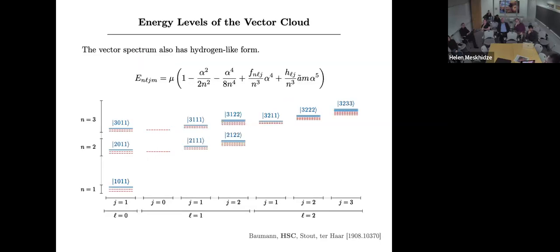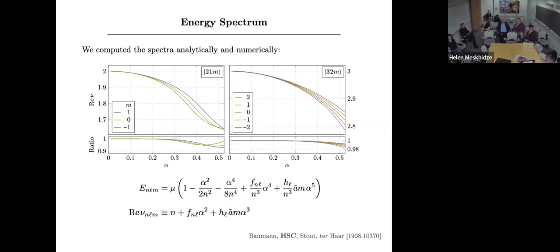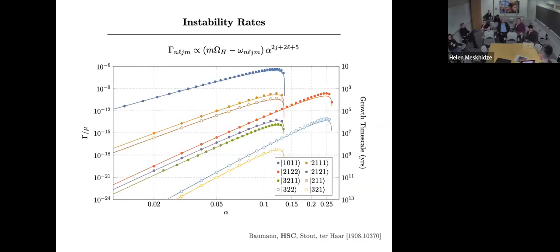In the vector case, it's similar, except that now there are 3 independent polarizations. There are many more states in the spectrum. But the key difference now is that this ground state, this dominant growing state among this infinite hierarchy, is the N equals 1 and L equals 0 state. So these are like the 1s state of the hydrogen atom. So it's more spherical in its shape. Okay, I won't go through details, just to say that we computed spectra both analytically and numerically, and that they agree with each other.